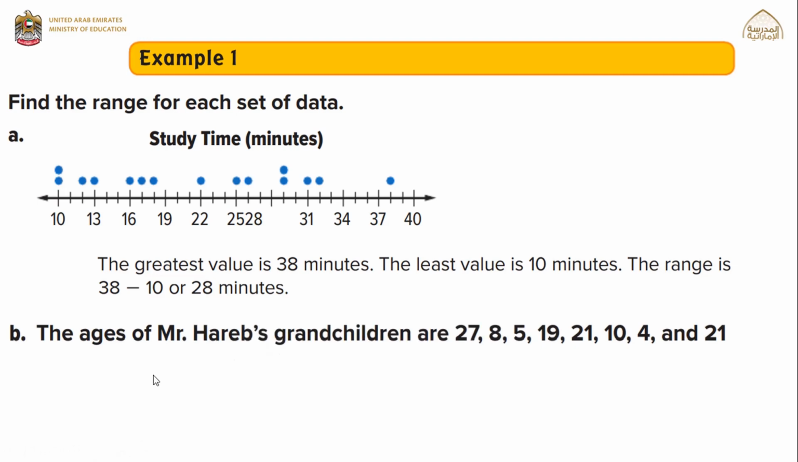B. The ages of Mr. Herbert's grandchildren are 27, 8, 5, 19, 21, 10, 4, and 21. To find the range, we need to determine which value here is the greatest and which value is the least. It's very easy for us to see that the greatest value is 27 and the least value is 4. So the range is 27 minus 4, which is 23 years.